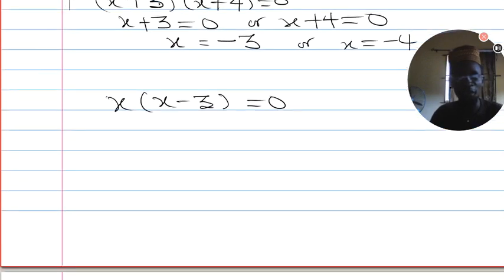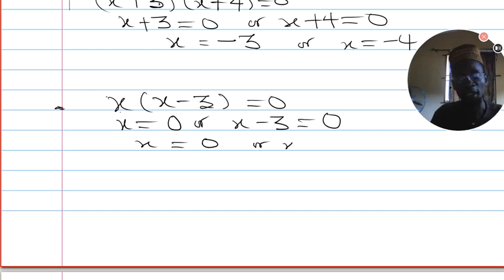Now look at this one as well. Whenever you have this kind of question, just say x = 0, or x - 3 = 0. So x = 0, or x = +3. We are done with this.